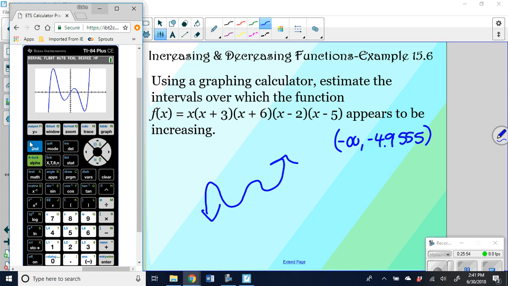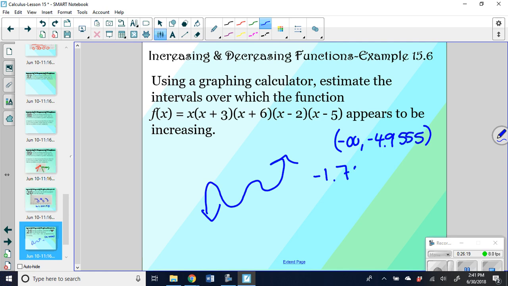So that's going to be a minimum. So we're going to do calculate. We're going to do minimum. So let's go to the left of our minimum. And then you want to go to the right of your minimum. If you want to move your guess, you can. You don't have to. But there's your minimum. Negative 1.7055. Negative 1.7055. And it's parentheses because you don't include that number.